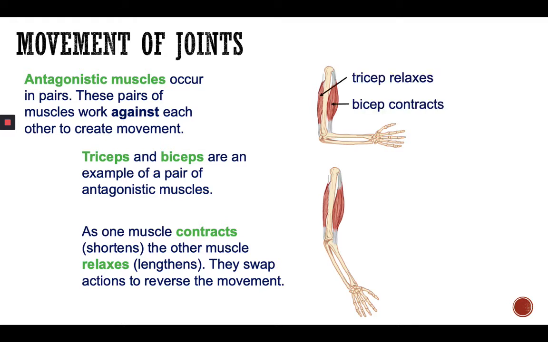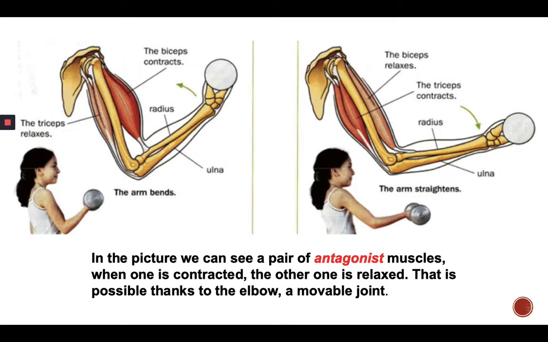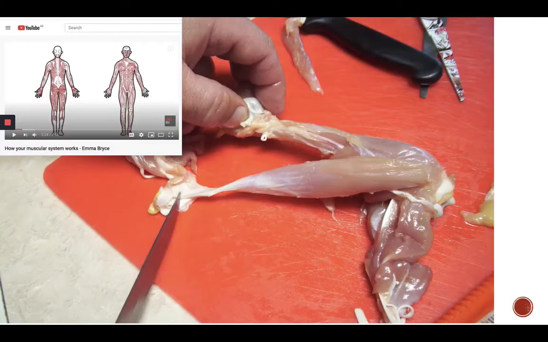When the bicep contracts, the tricep relaxes. When the tricep contracts, the bicep is going to relax. As you see here, while I'm bending my arm, my bicep contracts and the tricep relaxes. While I'm straightening my arm, the tricep contracts and the bicep relaxes. And as you see here, the pairs of the antagonistic muscles type. Here, there is a video on how your muscular system works. Let's watch it, and then go on.